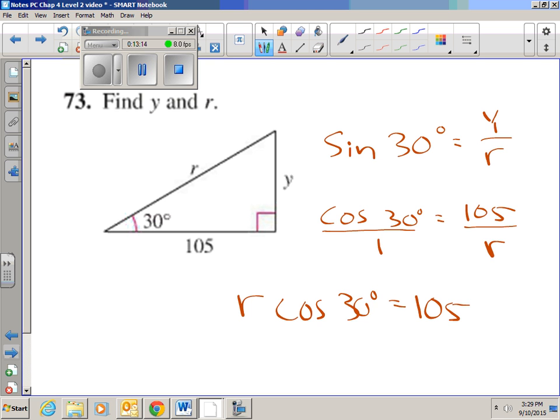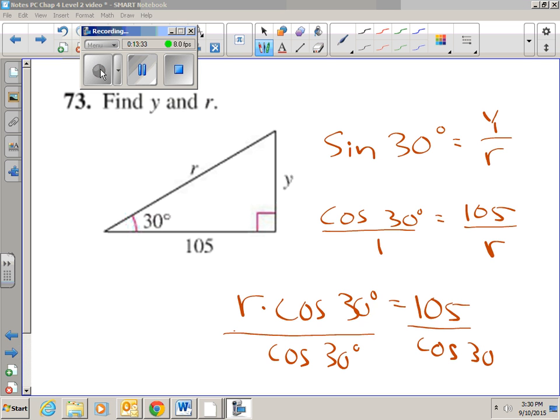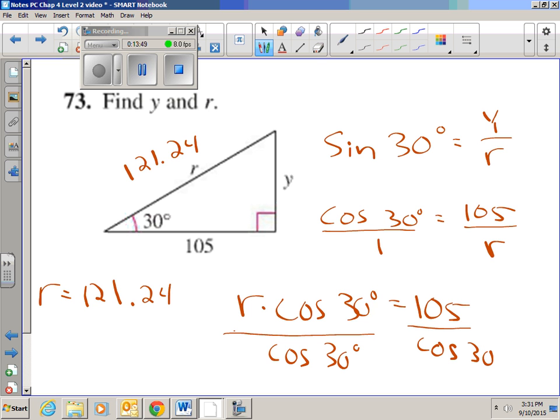Okay? Whip out your calcs. Cosine of 30 is root 3 over 2. So we're going to divide both sides by cosine of 30. So whip out your calcs and do 105 divided by cosine 30. Okay, you should have gotten r is 121.24. Okay, now that we have r is 121.24, we can figure out y by going back up to here.